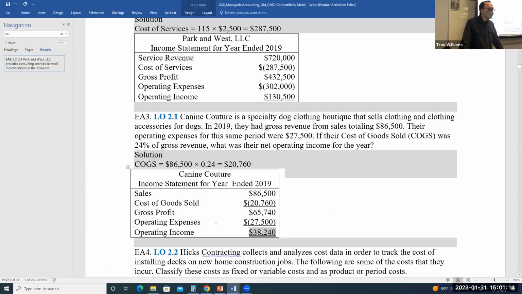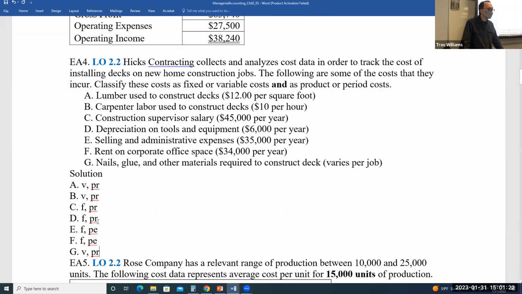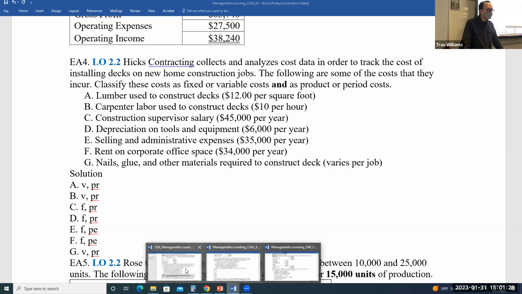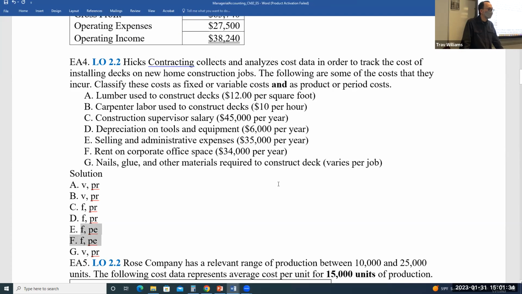All right, I think that all looks good. Let's double check. So we said variable product for A and B, fixed product for C and D, and fixed period for E and F, and variable product for G. Okay. We got it all right. Good job, everybody. Any questions on number 4?